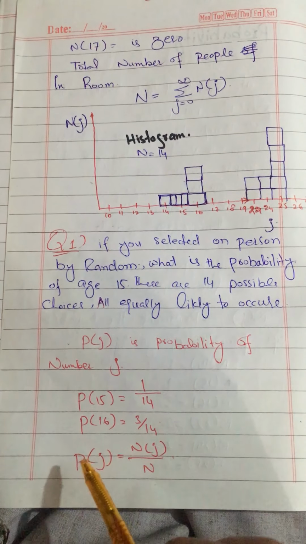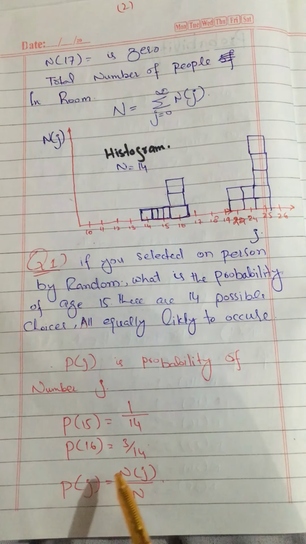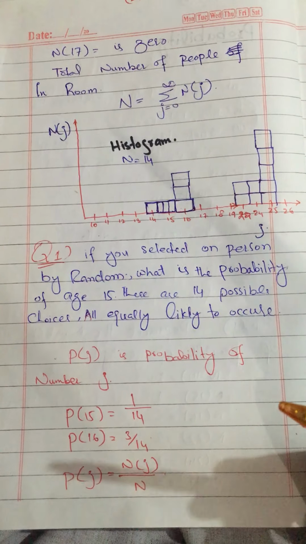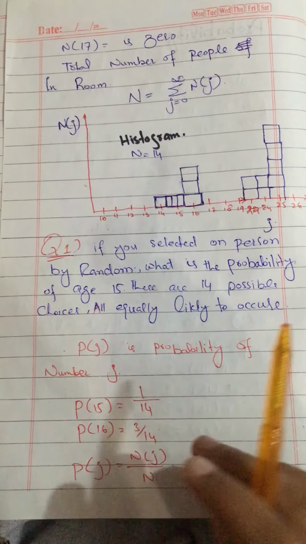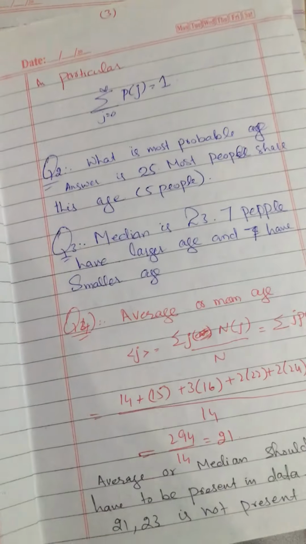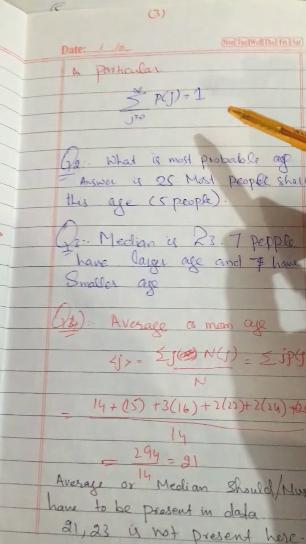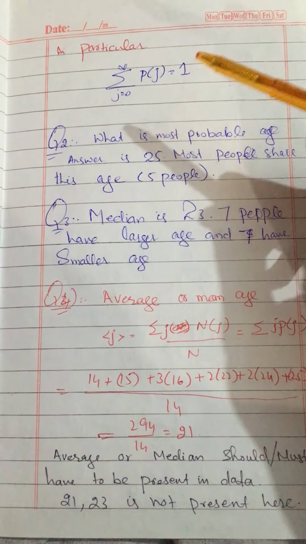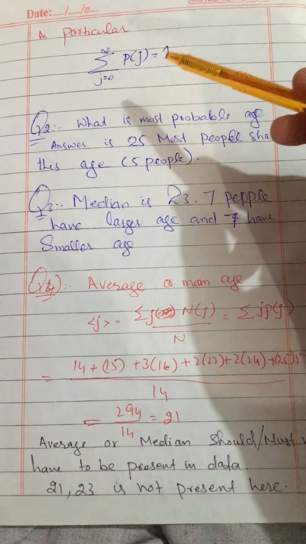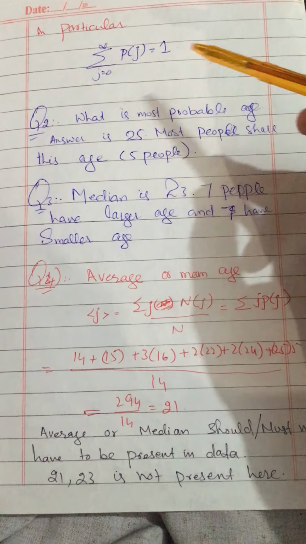So we can also say generally that the probability of any age is equal to the number of that age, meaning how many people of that age there are, divided by the total number. So this is the general form of the probability. Now in particular, this is the rule or law of probability: the summation of all probabilities must be equal to 1. So if we add all probabilities we will get 1.